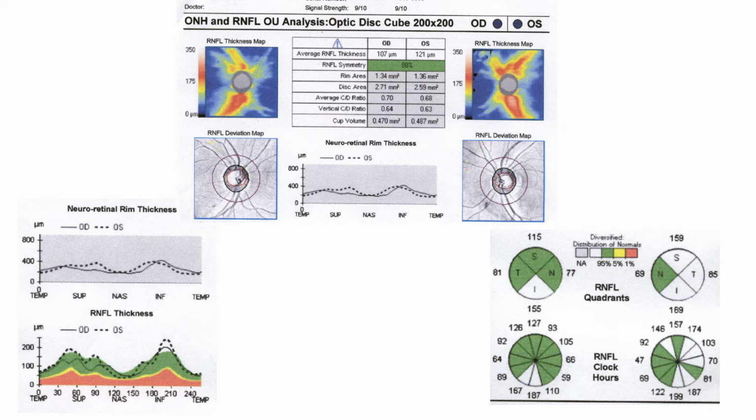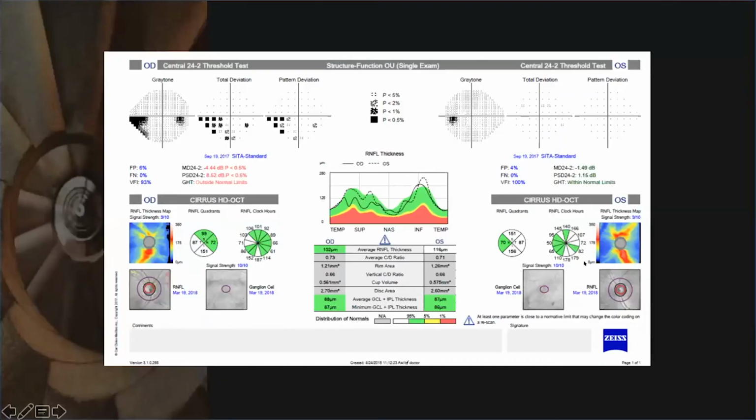The first thing I notice is that even though we've got some yellows and reds, which is what we expect to see, there's what looks like maybe the development of a slit defect right here. And certainly the thickness superiorly in the right eye doesn't look as full and as thick as it does in the left eye. I already talked about the asymmetry in the TSNIT curves and the asymmetry in our quadrants and clock hours as well.